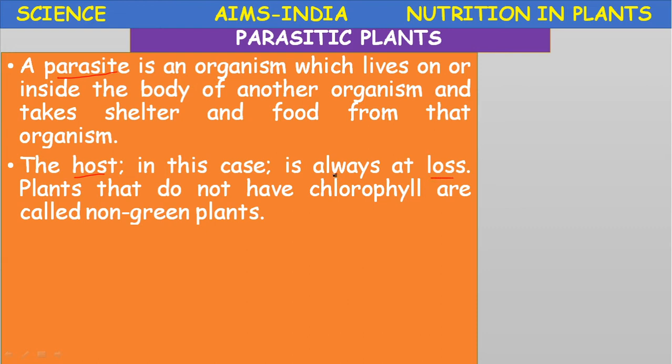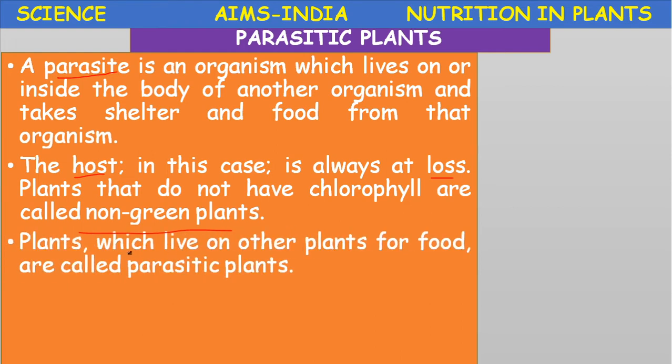Host is the loser side. The plants that do not have chlorophyll are called non-green plants. Nutrition in non-green plants is nothing but heterotrophic nutrition. The plants which live on other plants for food are called parasitic plants. What are parasitic plants? The plants which live on other plants for food are called parasitic plants.